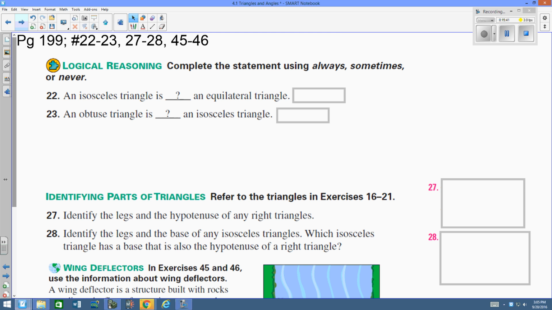All right, let's finish up these problems in our classwork. So pause the video and we'll go over the answers in a second.